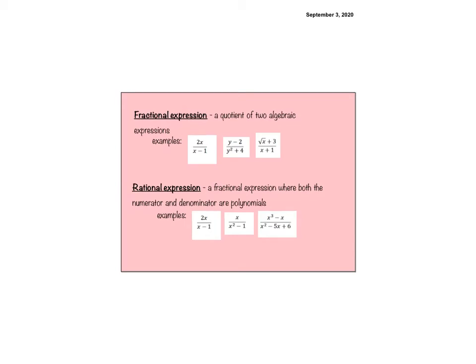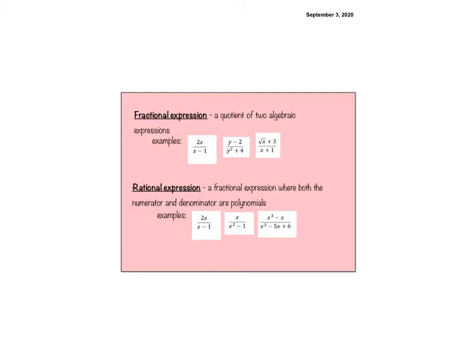A fractional expression is a quotient of two algebraic expressions. So you've got something like 2x over x minus 1 or y minus 2 all over y squared plus 4. A rational expression is a fractional expression where both the numerator and denominator are polynomials. So basically they're monomials connected by addition or subtraction. So you've got x connected by a subtraction sign down the denominator, and then a 1 is connected to this, so that makes it a polynomial.